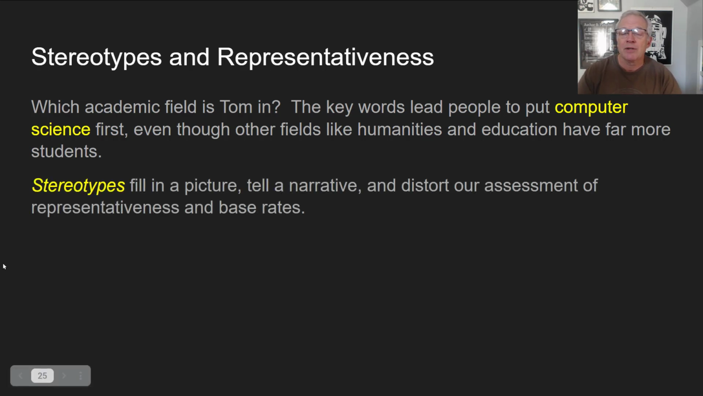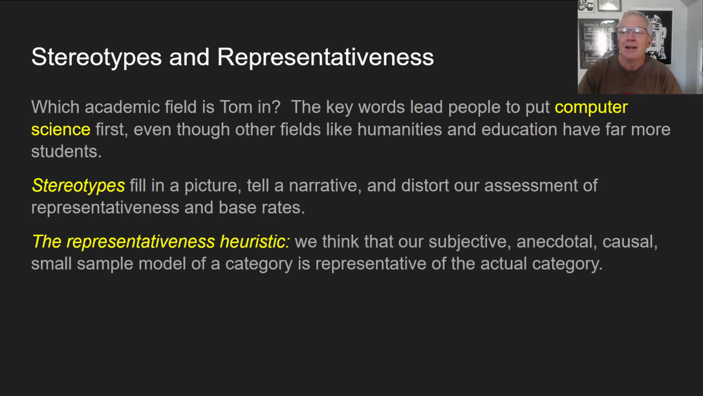So what Kahneman and Tversky decided was that the stereotype we have of this guy, this nerdy guy who tells corny puns and has a need for organization, which could fit lots of different people, right? It sounds like an astrology forecast. Well, the activation of that stereotype fills in this picture. It tells a narrative, and it distorts our assessment of representativeness and base rates and makes us assign him to the computer scientist category. So I'm going to point you to Kahneman's more detailed analysis of all that to see what's going on there.